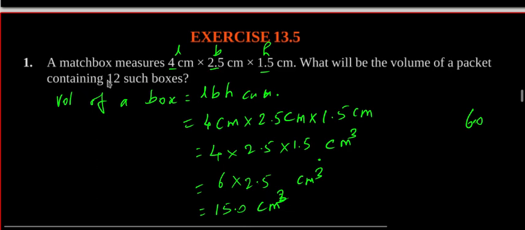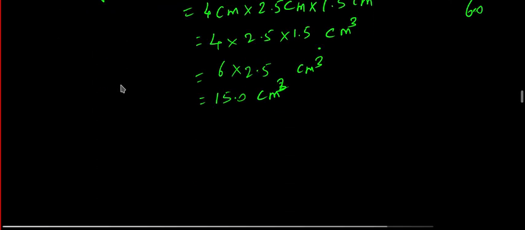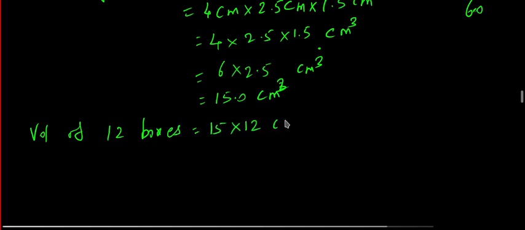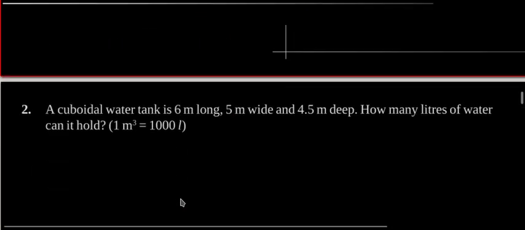We need to find the volume of 12 such boxes. The volume of one box is 15 centimeter cube. So the volume of 12 boxes will be 15 into 12 centimeter cube. 15 twelves are 180. So 180 centimeter cube is the volume of 12 such boxes. We move to the next problem.